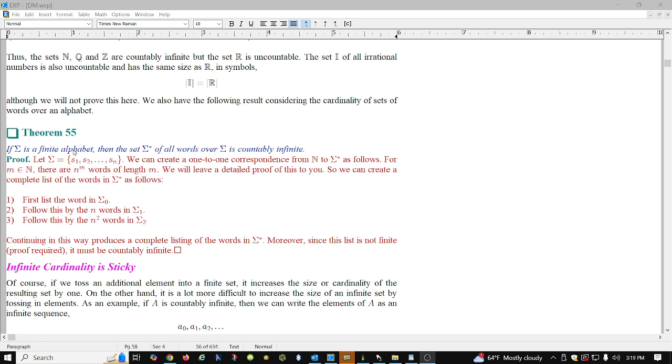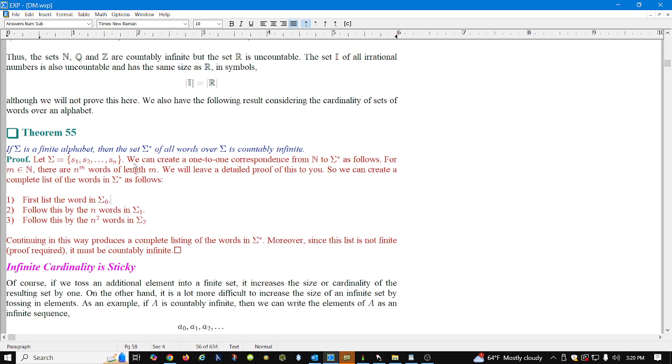And as to the proof, this will give us a chance to use the idea of a sequence, an infinite sequence, that I talked about in the last lecture. So suppose the alphabet just consists of the letters S1 through Sn. We can construct a one-to-one correspondence from the natural numbers to sigma star in the following way.